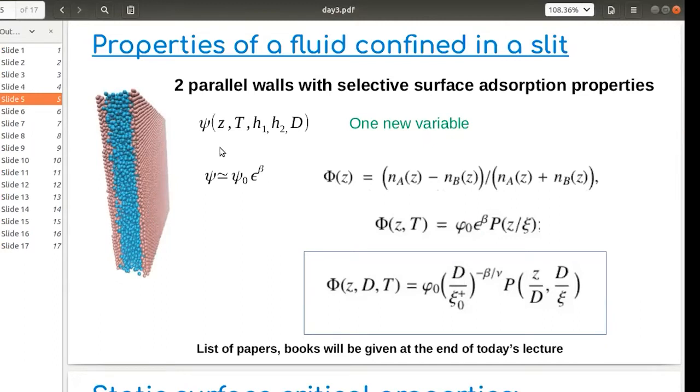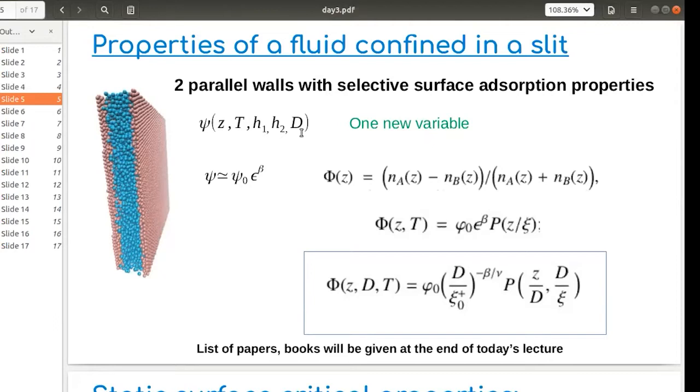All right, now let's look at the quantities which we are going to consider. The psi here, just like before, depends on the distance from the wall, Z, and this distance can be from either of the walls. It depends on the temperature and on the surface strengths of the surfaces. Because you have two surfaces now, we have two variables, H1 and H2. In addition, very interestingly, one more new variable becomes important. Can you guess what it is? It's the distance between the two walls. This term D, which depicts the distance between the two walls, becomes extremely important the moment you have a two-wall system.